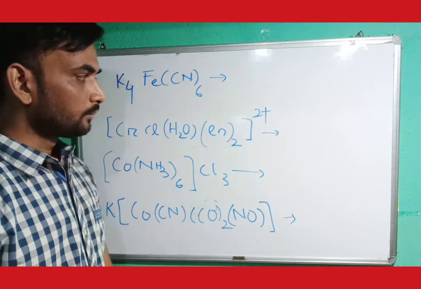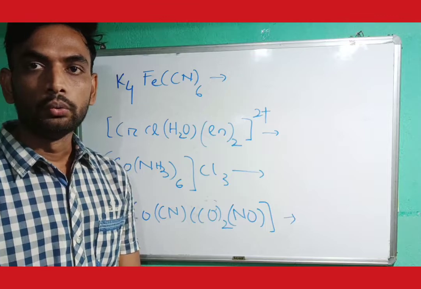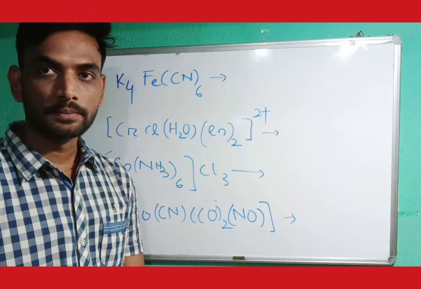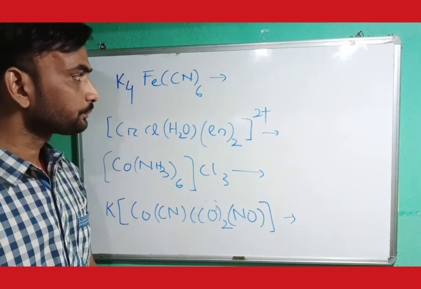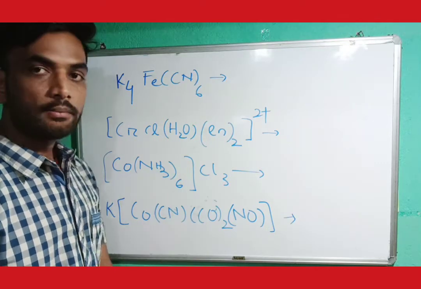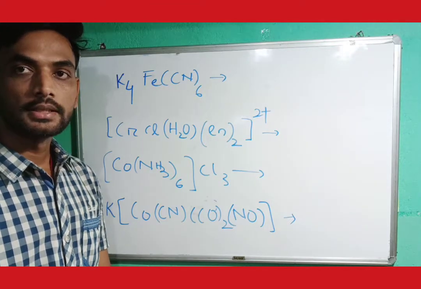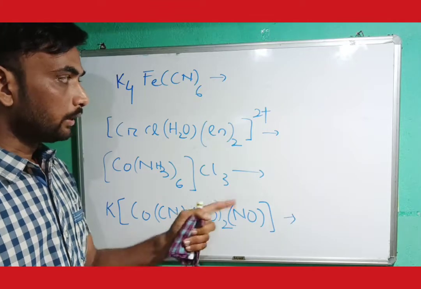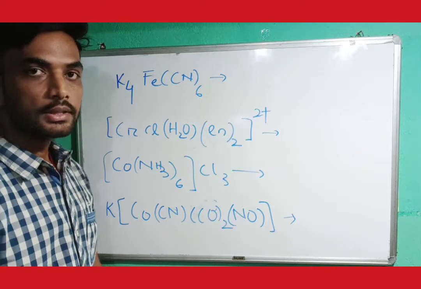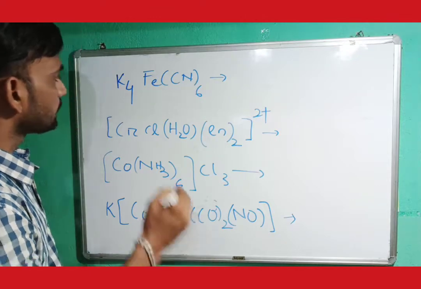I am Satyakant. In the previous video, I told about the rules of how to write the IUPAC name of some complexes. This time, I will go through some examples I have written. There are four examples of complexes showing how we can write the IUPAC name. The first example is K4[Fe(CN)6]. So let's get started.